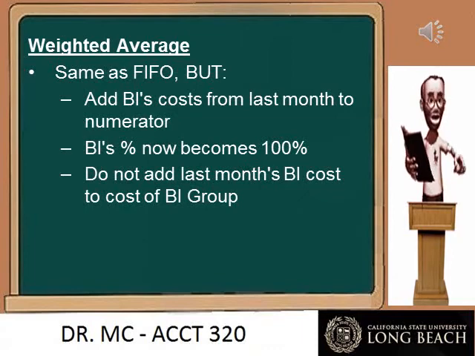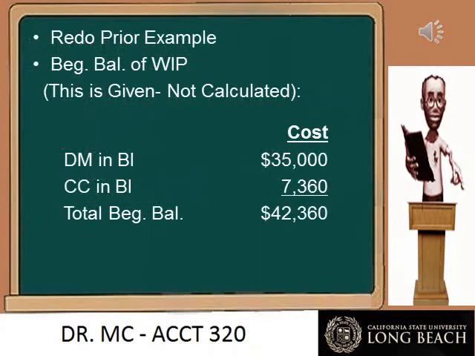Let's redo our prior example using the weighted average method. In order to do this, you need to be given the breakdown of the $42,360 of beginning inventory costs from last month. You can't calculate this. It has to be given in the problem. So, assume that $35,000 was spent last month on direct materials for the beginning inventory. Also assume that $7,360 was spent last month on conversion costs for the beginning inventory.